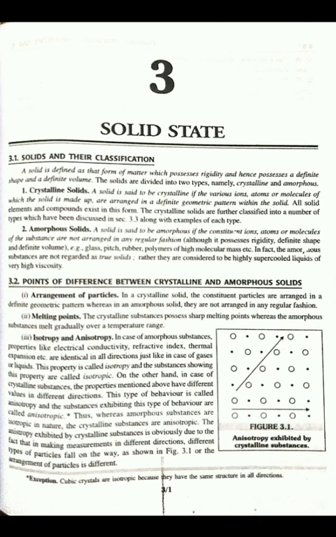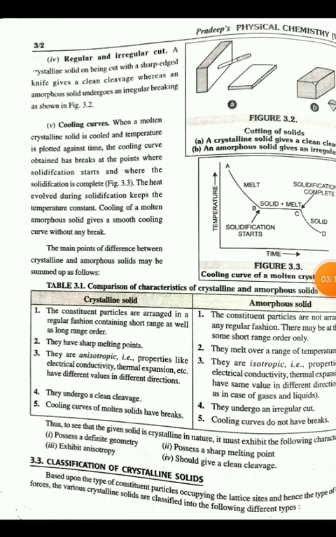The anisotropy exhibited by crystalline substances is obviously due to the fact that in making measurements in different directions, different types of particles fall on the way as shown in the figure, or the arrangement of particles is different. Exception: cubic crystals are isotropic because they have the same structure in all directions. Fourth, regular and irregular cut. A crystalline solid on being cut with a sharp-edged knife gives a clean cleavage, whereas an amorphous solid undergoes an irregular breaking as shown in the figure.